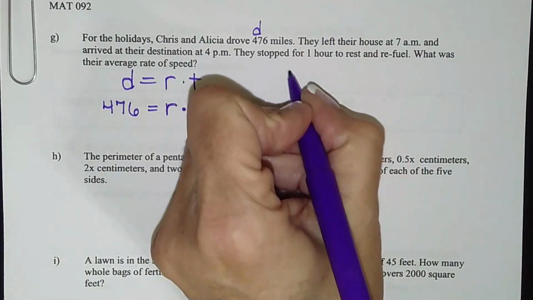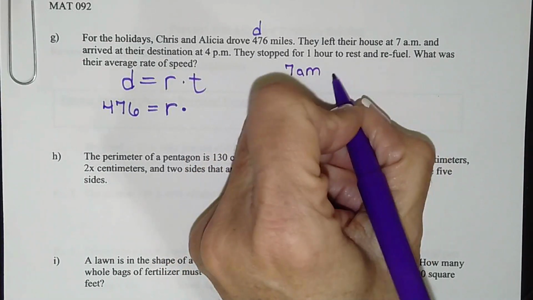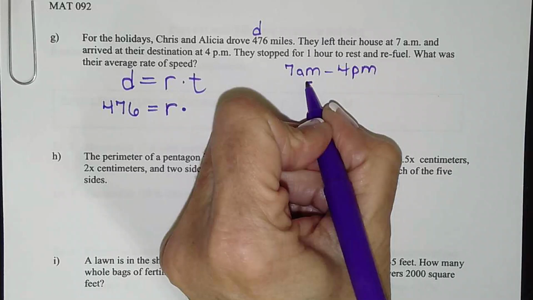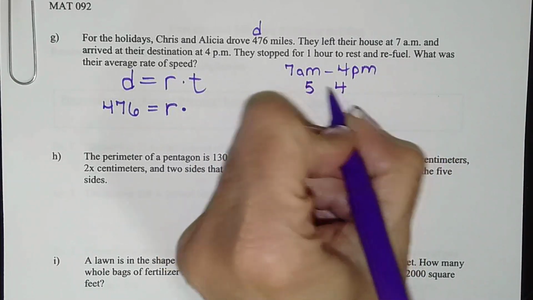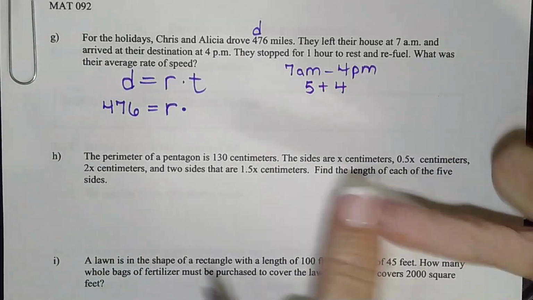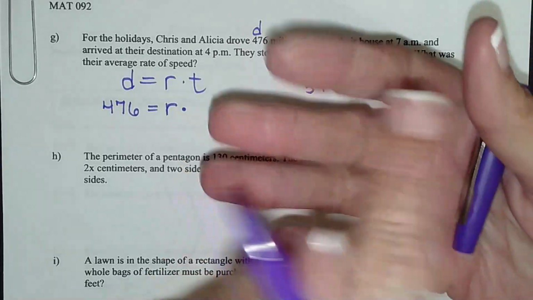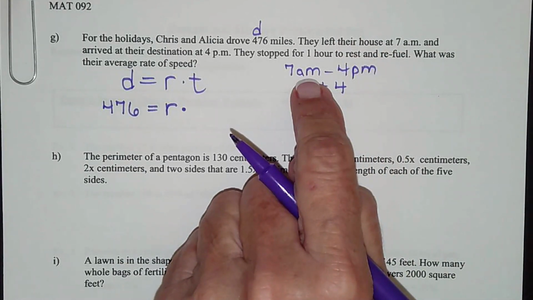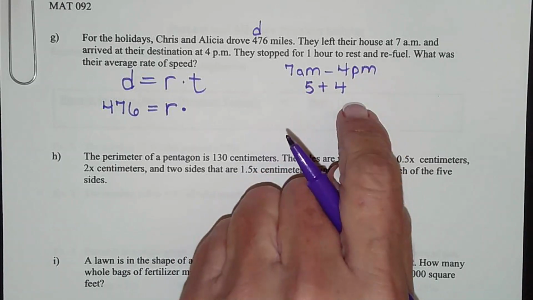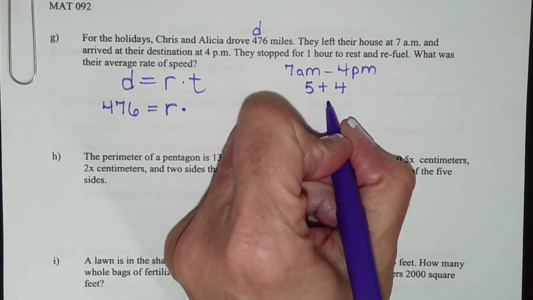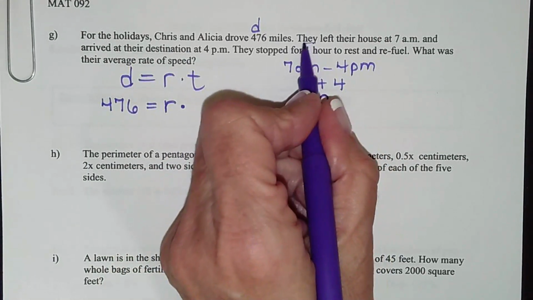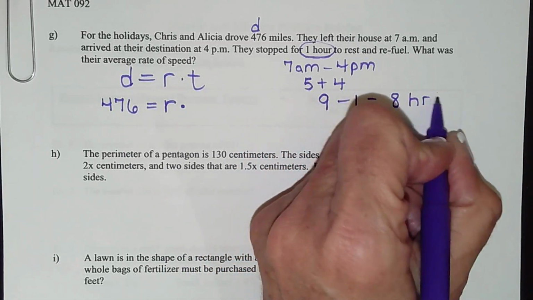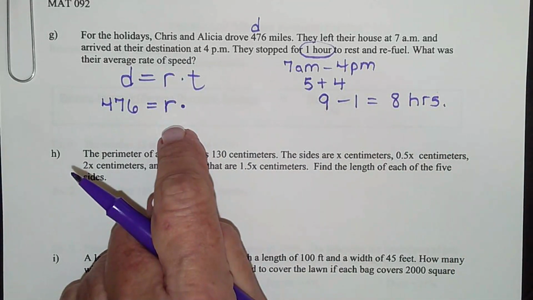that hour. So from 7 a.m. to 4 p.m., I like to do it up to noon. So 7 to noon is 5, noon to 4 is 4. So that's a total of 9 hours. And you can count on your fingers too, 8, 9, 10, 11, 12, 1, 2, 3, 4. But I just do it in comparison to noon. So this is 7 to noon is 5 hours, noon to 4 is 4 hours. So they were on the road 9 hours, but 1 hour they stopped to rest. So I can only use 8 hours because this is all about driving time.